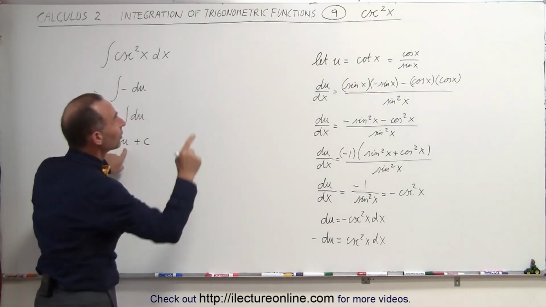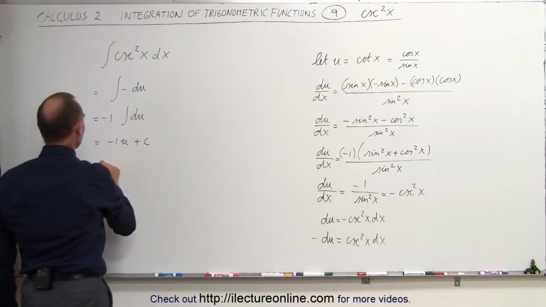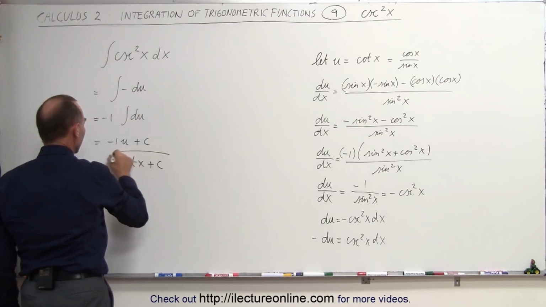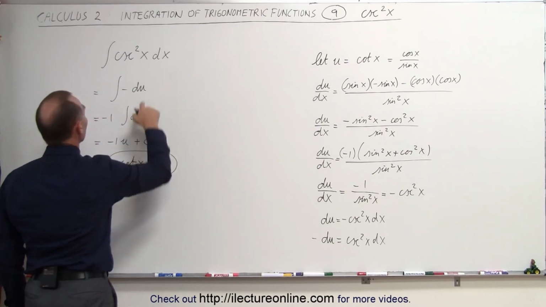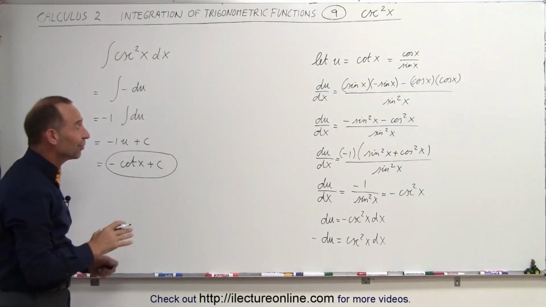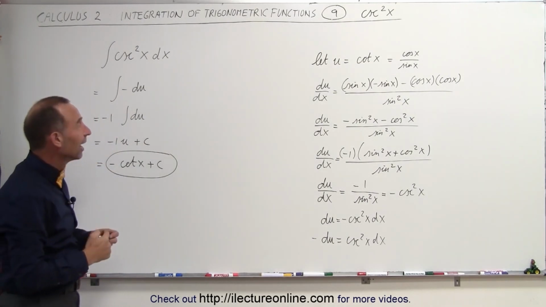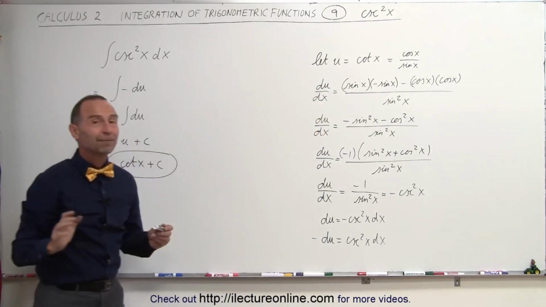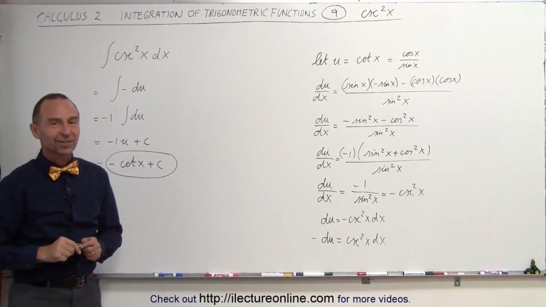And since u is equal to the cotangent of x, this is equal to minus the cotangent of x plus a constant of integration, which is the integral of the cosecant square of x dx. Again, the way we solve this is to suspect that that's the case, and then we simply make the substitution, let u equal the cotangent of x, and that's how we solve a problem like this.